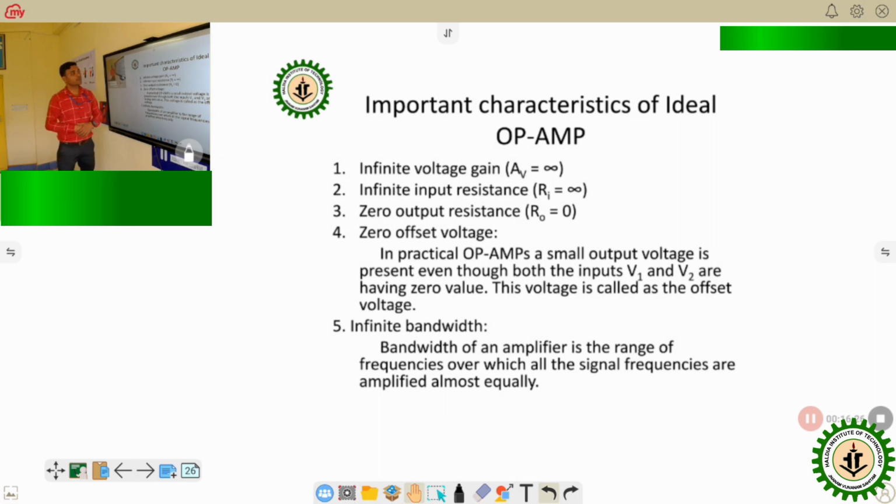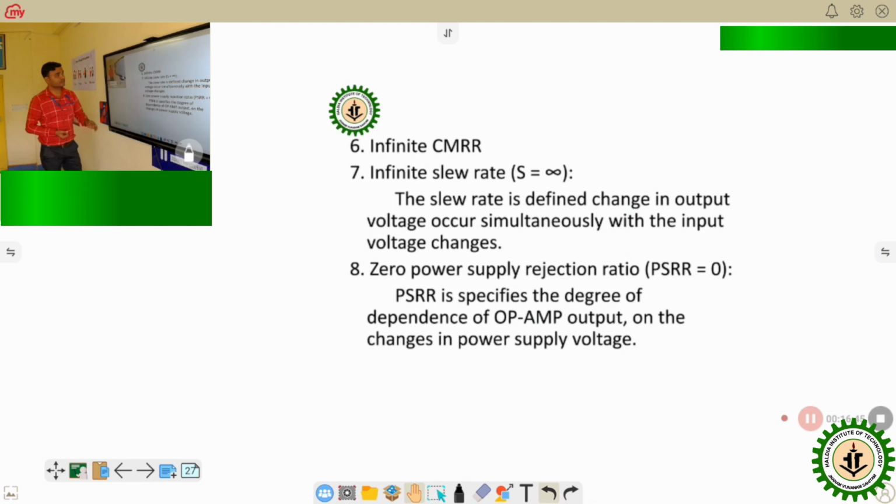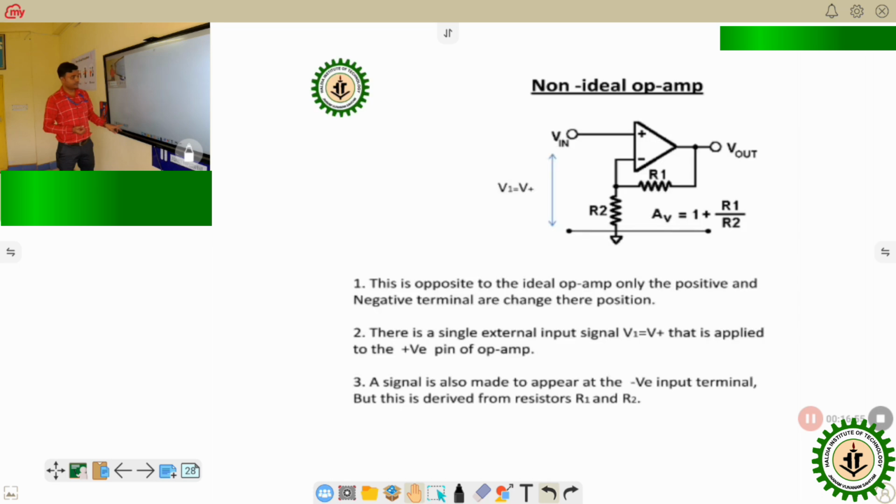so these are a few important characteristics of an op amp, such as infinite voltage gain, infinite input resistance, zero output resistance, infinite slew rate, infinite CMRR, infinite bandwidth. These are a few characteristics of an ideal op amp. Zero power supply rejection ratio, often abbreviated as PSRR, okay. And slew rate is infinite.